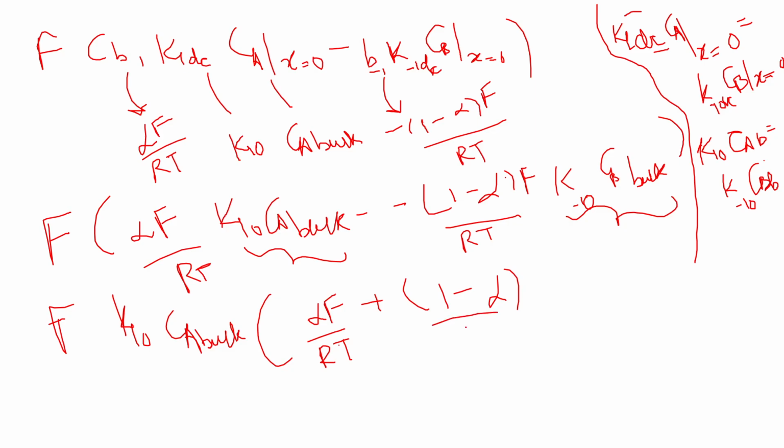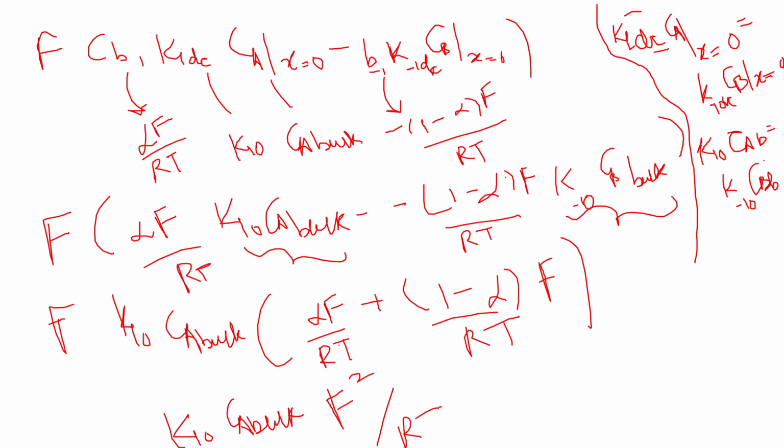So if I open this, alpha F by RT and minus alpha F by RT gets cut, and finally F by RT will be left. Again, if I combine with this, it will be K10 CA bulk, F square by RT. Is this clear? So that's just the denominator part.